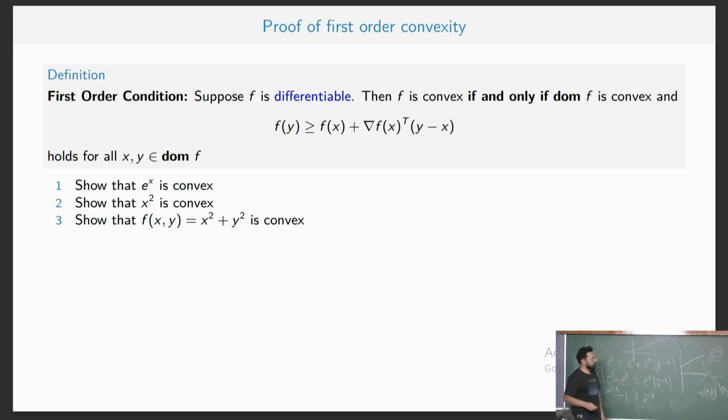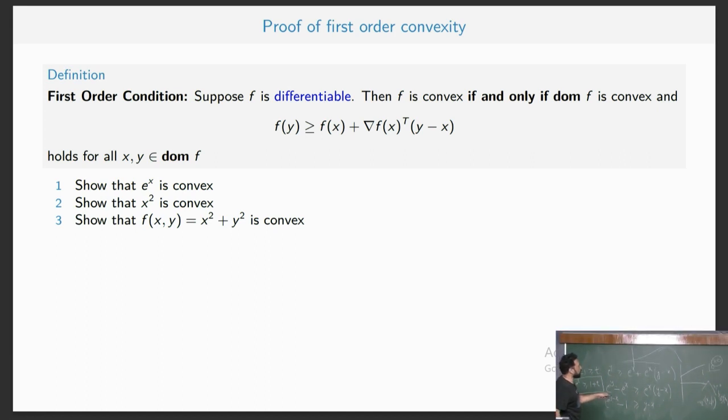The e to the x function is like this, right? So it is curving upward. Same way you can prove that x square is convex. Use first order convexity. This will be slightly easier, straightforward, and this is slightly more involved because now you have two variables. So here you have x square plus y square, and now the gradient will be a vector.